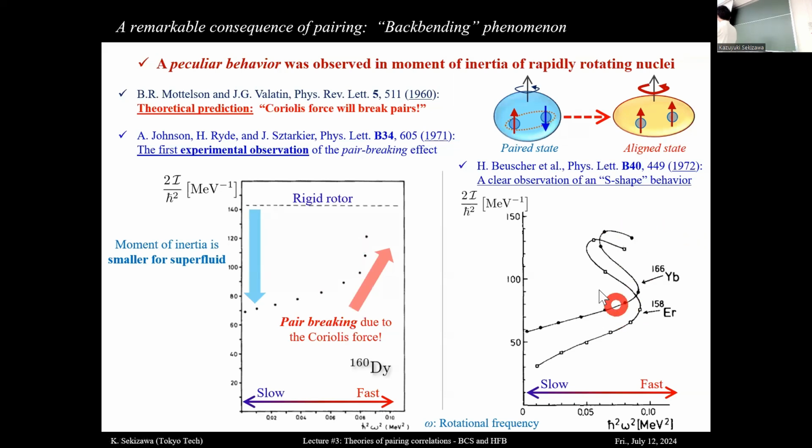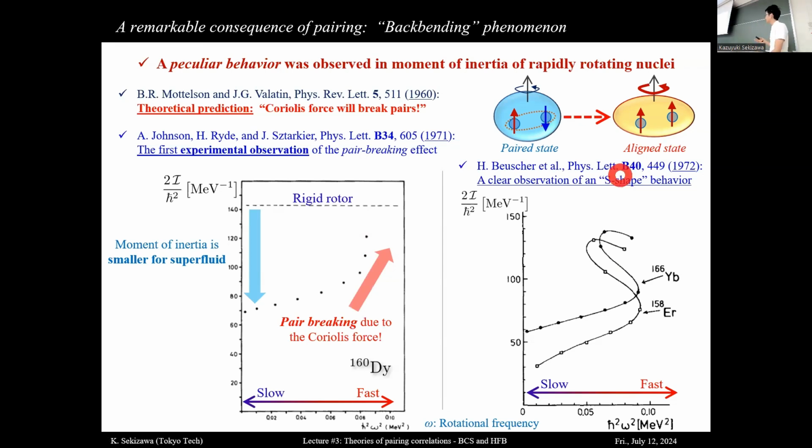Quantum mechanically there are two kinds of states, the superfluid state and the normal state, and the transition occurs gradually, and it ends up with this kind of backbending shape. So anyway, these are experimental clear evidence of the presence of pairing correlations in atomic nuclei. There are such phenomena related to the Cooper pairing.